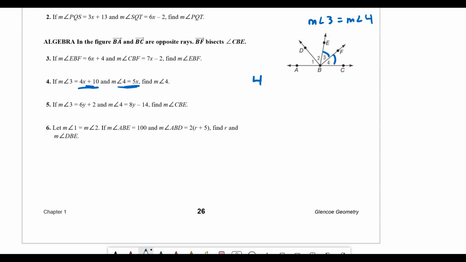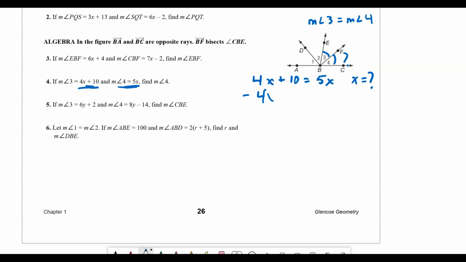So hopefully you said that 4x plus 10 is equal to 5x. Okay? Now we want to find the measure of angle 4. In order to do that, we're going to have to get x first. So solve this equation for x. Tell me what you get for x in your Edpuzzle.